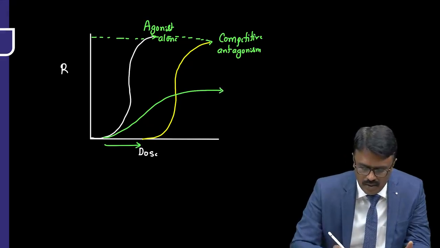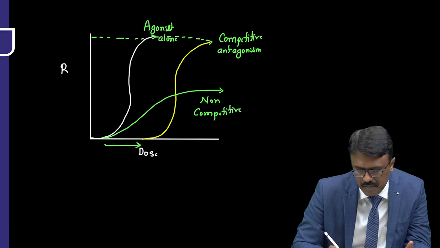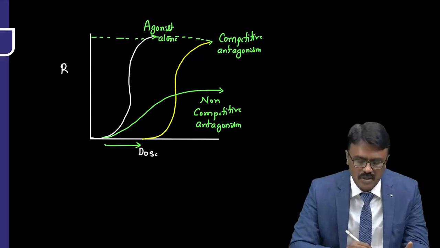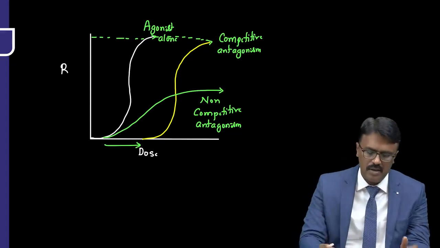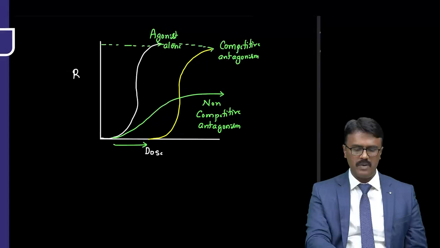Now in non-competitive antagonism, here what happens? The response decreased. The response has decreased. So that's why it is non-competitive antagonism. So these are the different types of graphs which can be asked in your exam. So that's why I explained to you.